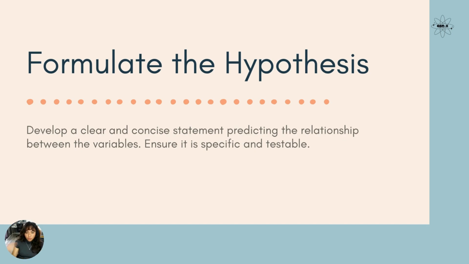Next is to actually formulate the hypothesis. Now that you've looked at all the background and you've found out what you're trying to test out, all you need to do is put that into words. Develop a clear and concise statement predicting the relationship between the variables. Ensure it is specific and testable. So again, it's really important that this hypothesis is testable. It's something that you can come to a conclusion by with data and different research.